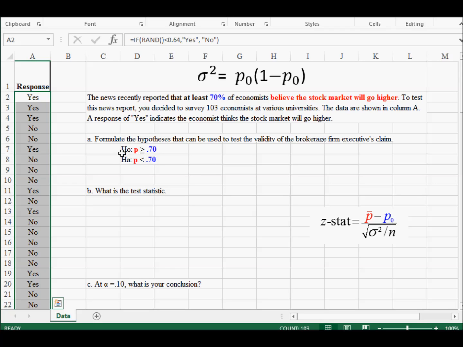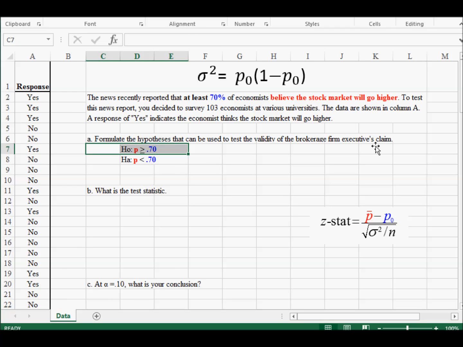and our alternative hypothesis. The null hypothesis states that the population proportion of economists who believe the stock market will go higher is at least 70%. That means the alternative hypothesis is the proportion of economists who believe the stock market will go higher is less than 70%. Now, an equivalent way to say the null and alternative hypothesis is here.